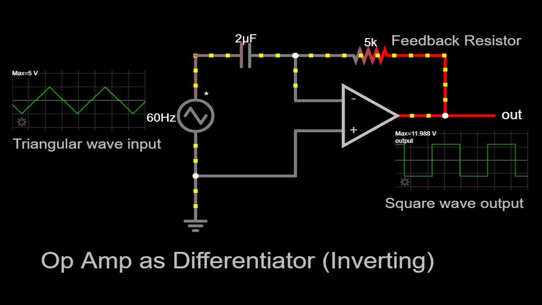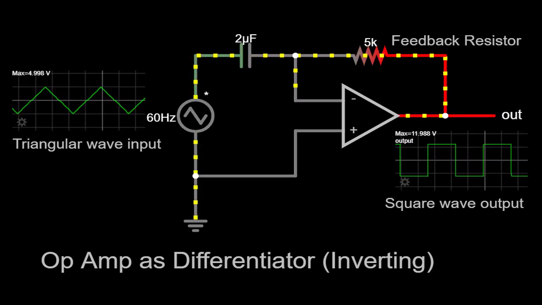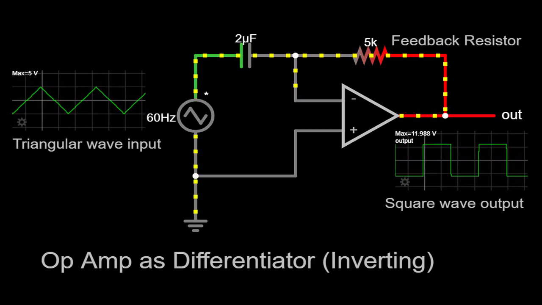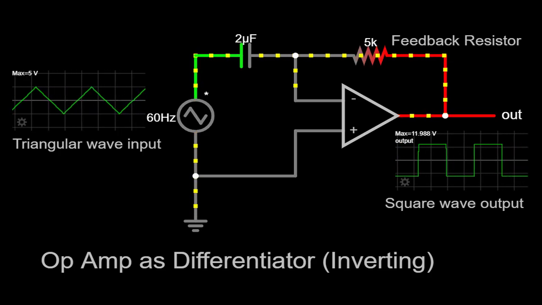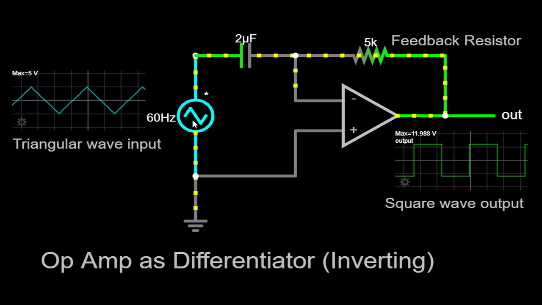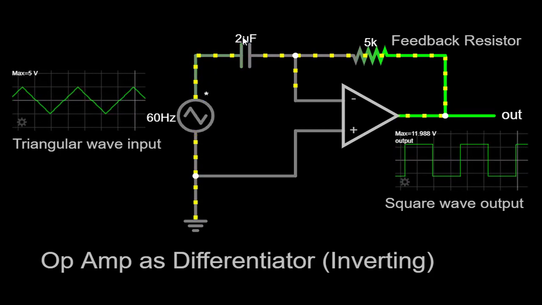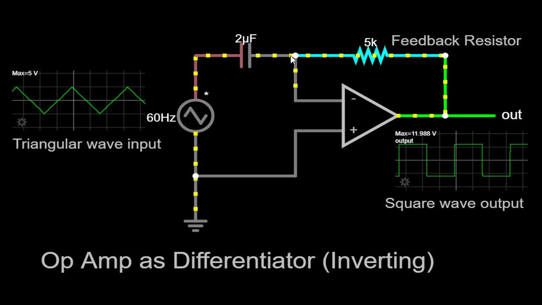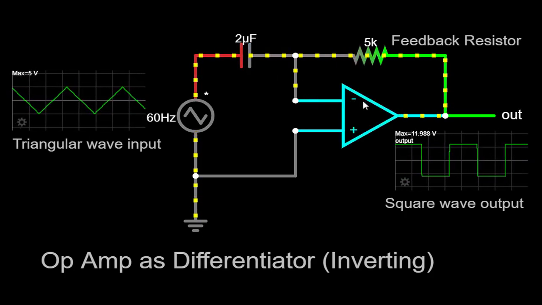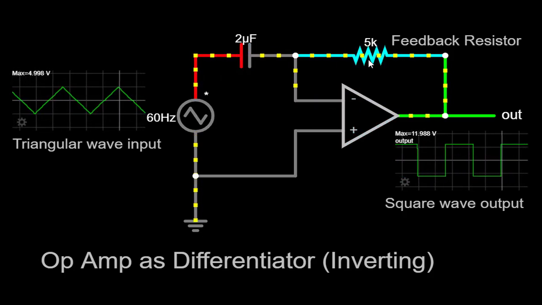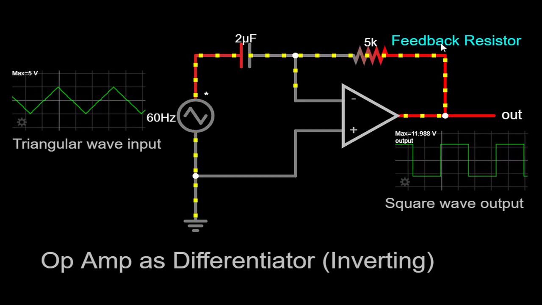Now, let's turn our attention to the circuit setup in our simulator. We have a 5-volt, 60 Hz triangular wave serving as our input signal. This signal is connected in series with a 2 microfarad capacitor, which is then connected to the inverting terminal of the op-amp. Additionally, we have a 5 kilo-ohm resistor connected as a feedback resistor.